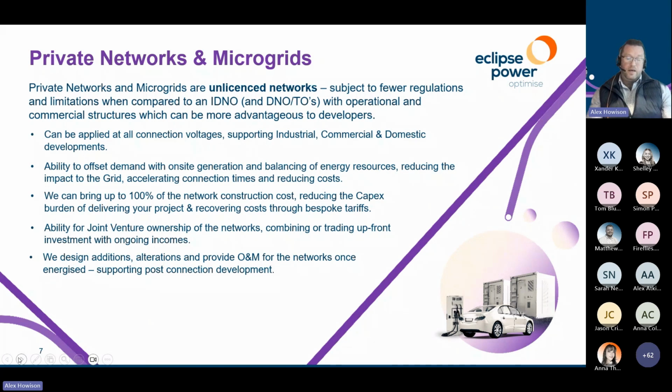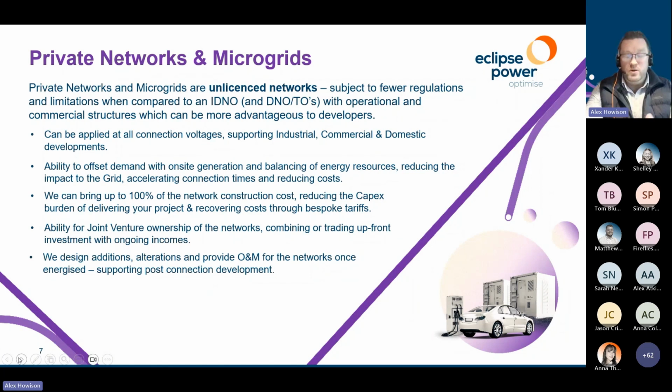So private networks can be delivered across all connection voltages, supporting all different types of customers. There are some restrictions which we'll go into a little later on, but ultimately one of the core advantages, especially when we come to microgrids, is the ability to encourage and connect more renewable generation, flexible demands and battery energy storage behind a point of connection, to minimize what the actual point of connection needs to draw from the grid. That can offer advantages in reducing time to connect and cost to connect, and encourage the consumption of energy generation and battery storage at the point of need.